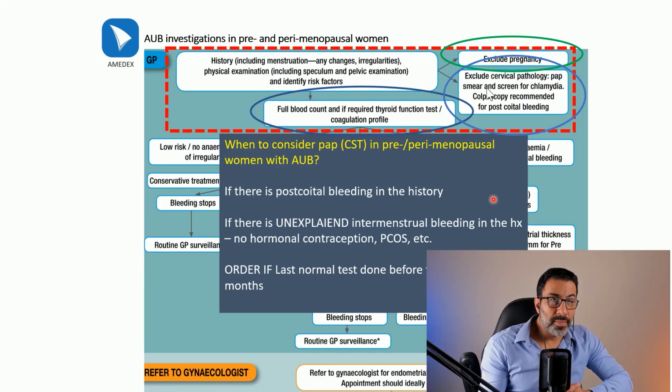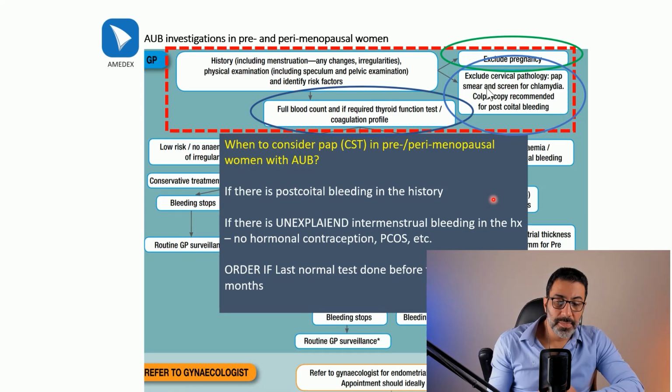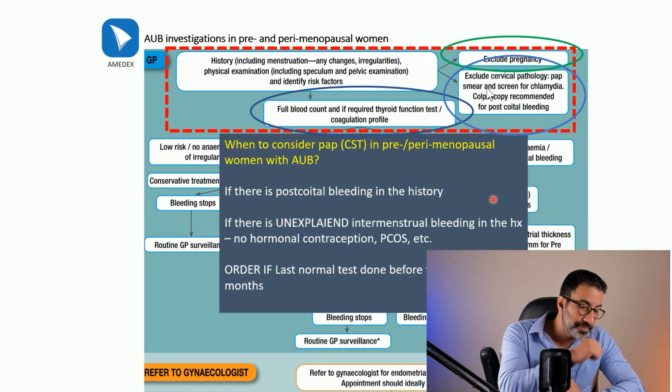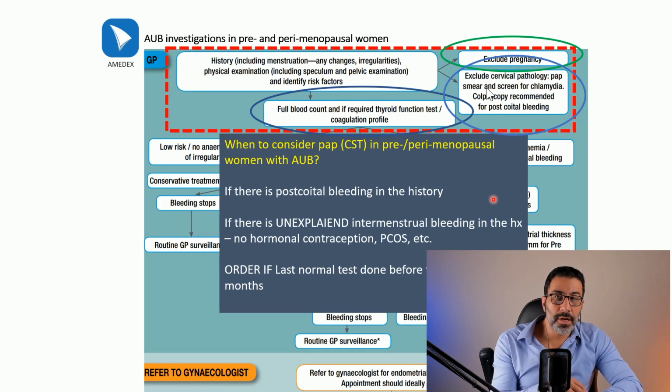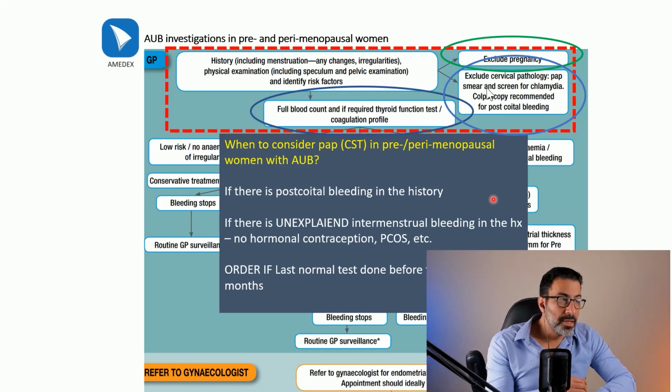And what do I mean by unexplained? The patient says, doctor, I have spotting, bleeding in between my periods. And you ask, are you taking any hormones? And the patient says, yes, doctor, I have an implant or have Mirena. Or I've just started OCPs. So the reason is obvious. The reason is clear. This patient is getting intermenstrual bleeding because she's on progesterone.